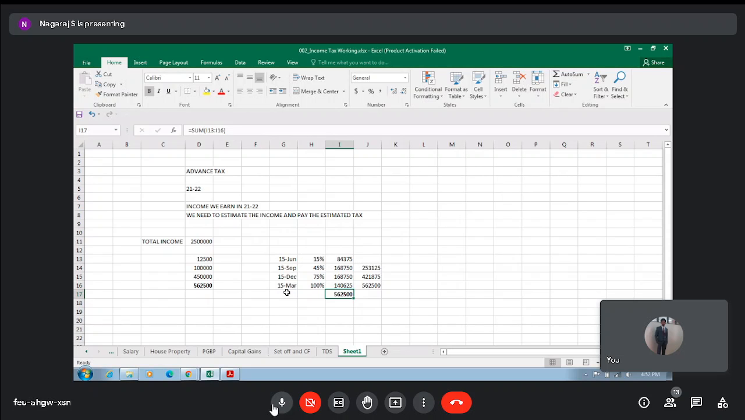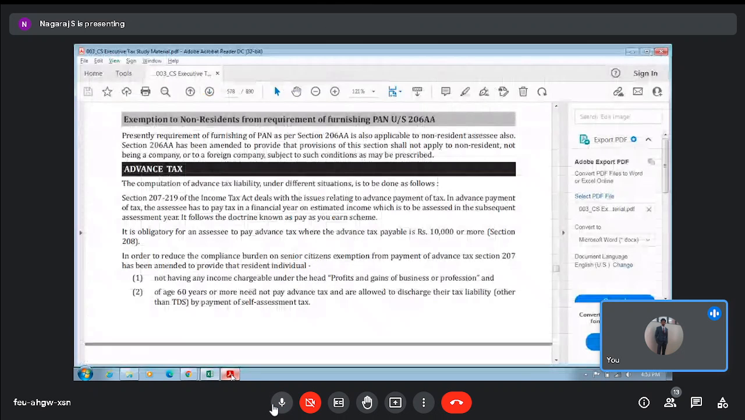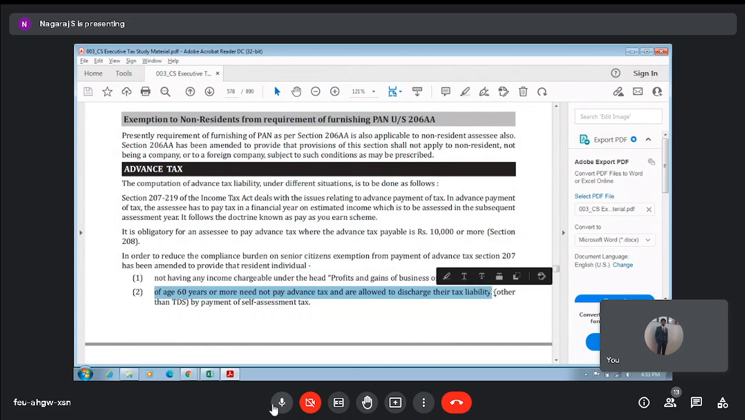Okay. This is the first provision. The second provision says any person whose age is 60 years or more, and who doesn't have any income under the head PGBP, need not pay advance tax. Any person aged 60 years or more, not having income chargeable under profits and gains of business, need not pay advance tax and is allowed to discharge the tax liability other than TDS by payment of self-assessment tax.